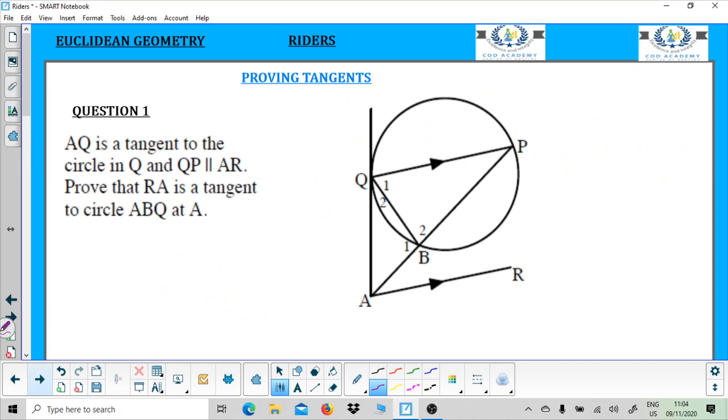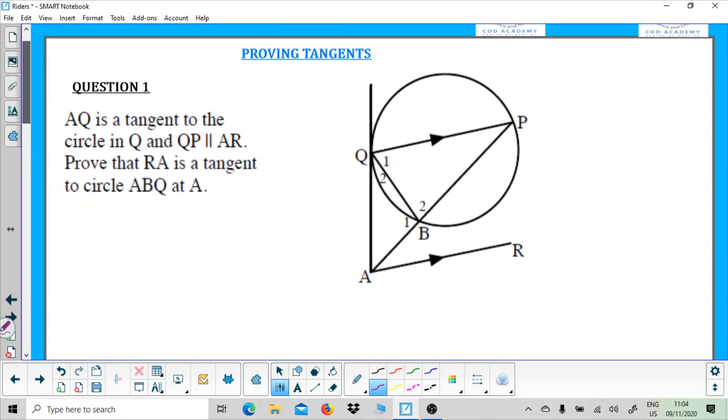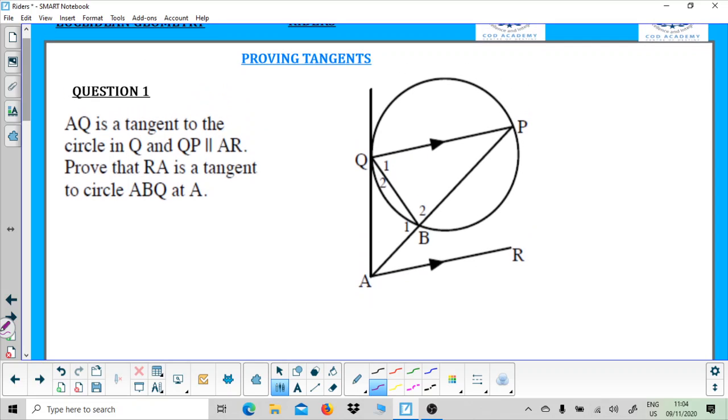Let's go to this one right here. So we want to prove a few tangents here. So we were told, however, in this question that AQ is already a tangent. We don't have to prove that one, it was given. Then we also have parallel lines, which are here. So prove that RA, I want us to find RA together. Please find it, it's right here. You will notice what happens here. Prove that RA is a tangent to circle ABQ.